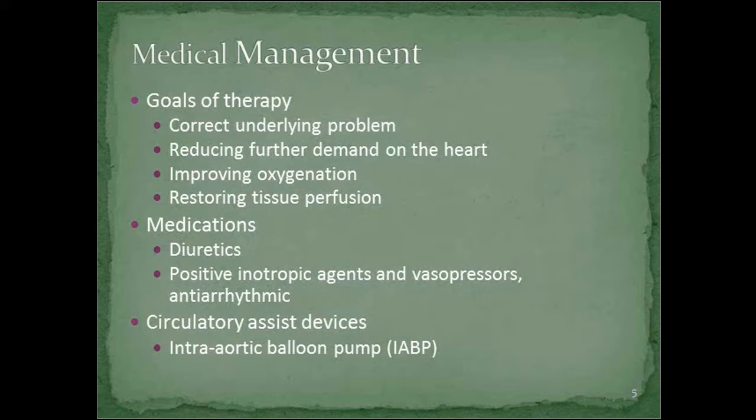Then we want to restore perfusion, okay? So we can improve oxygenation by giving oxygen, okay? That we can do right off the bat. We can reduce the demand on the heart with medications. We can do that pretty quickly. Then restoring tissue perfusion, that's where we get into heart cath, stenting, angioplasty for those coronary causes, and then correcting the underlying problem.